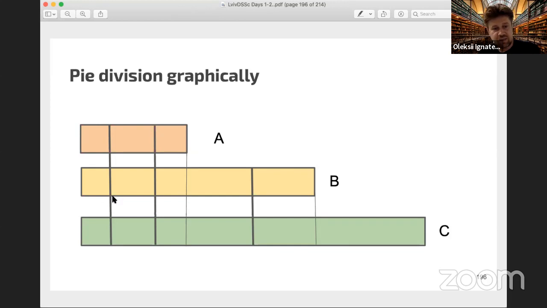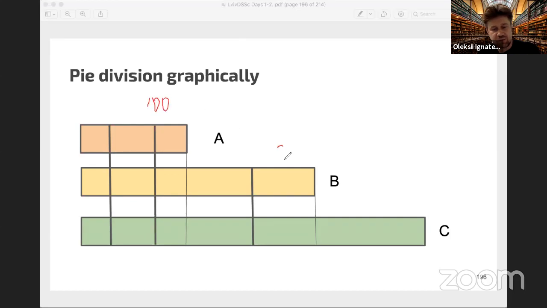So we have three. If they implement it separately, then company A will pay 100, company B will pay 200, and company C will pay 300. But if they implement this together, then you see that the first part is used equally by three companies. So they just need to divide the price by 3, 33 and 1/3 for each.